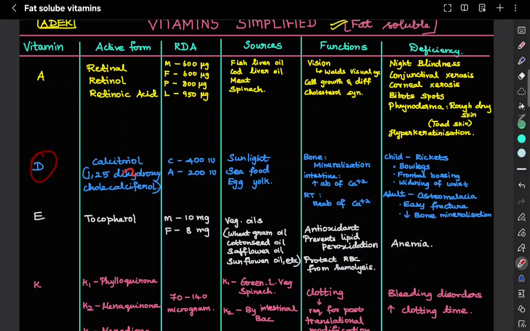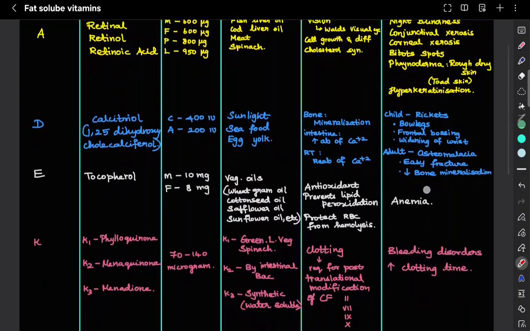Then we have vitamin D. The active form is calcitriol, 1,25 dihydroxycholecalciferol. So children 400 and adult 200. The sources are sunlight, seafood, egg yolk. It helps in bone mineralization and increases absorption of calcium in intestine and reabsorption of calcium in renal tubule. In children, the deficiency causes rickets. In adult, it is osteomalacia.